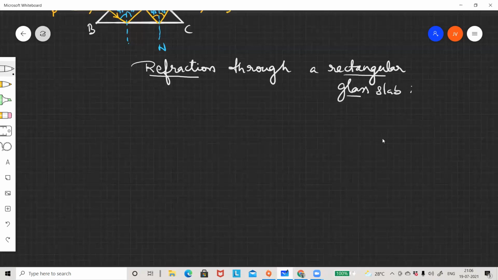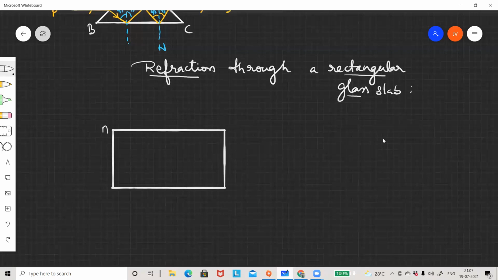Means what? Rectangular glass slab, though it is a glass medium, doesn't produce that spectrum, whereas prisms produce a spectrum. You understand? That's very interesting. Sometimes they ask why a rectangular glass slab doesn't disperse white light, whereas a prism does. So what is the reason? That answer we'll get once we learn this. Okay. All right, so what is important is this is an experiment which is done in the laboratory. So first I'll tell you how this experiment is performed in the laboratory, and later on I'll talk to you about the details of refraction through a rectangular glass slab.